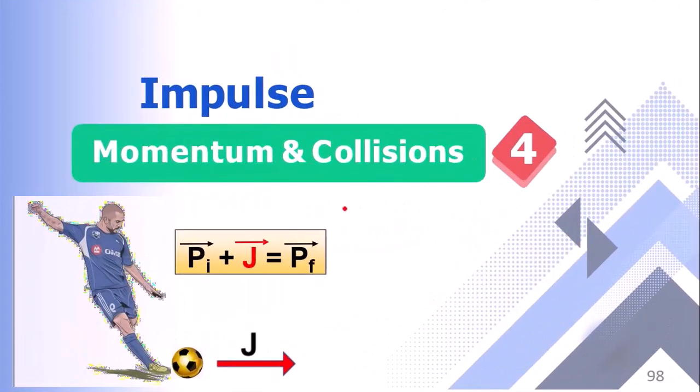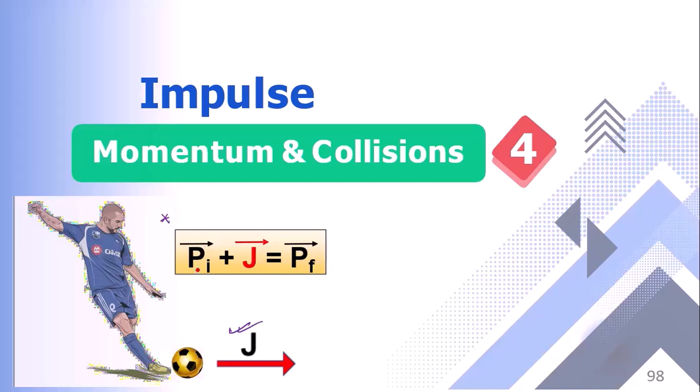To the next segment, that is called the impulse. Now, what is impulse? Impulse is basically a kind of force, a large quantity of force. When a footballer kicks a ball, he is applying an impulse. J is the notation which is called the impulse. And this is the relation called the impulse momentum relation: Pi is the initial momentum, J is the impulse, and that should be equal to the final momentum.